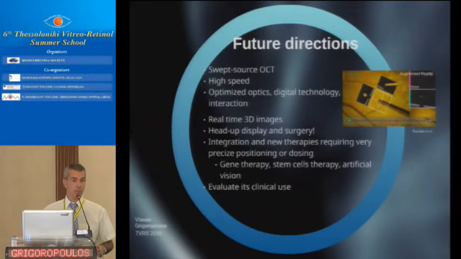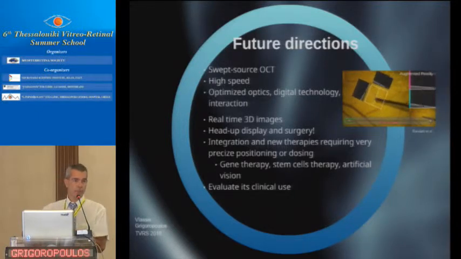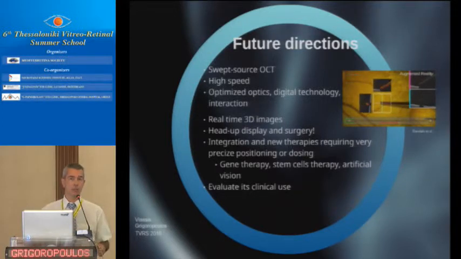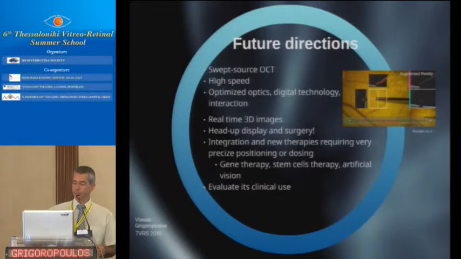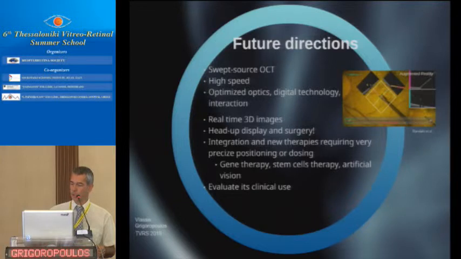Or the same with stem cell therapy and with artificial vision. You want to put your prosthesis exactly on the retina, or maybe inside the retina in the specific layer. That you could do also with the intraoperative OCT. And also you can imagine, as you see here with augmented reality, that's a way of seeing the tip of your instrument and also to see exactly how close you are to the retina and when you grab your tissue.